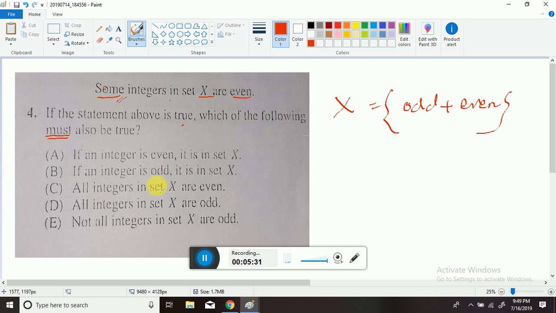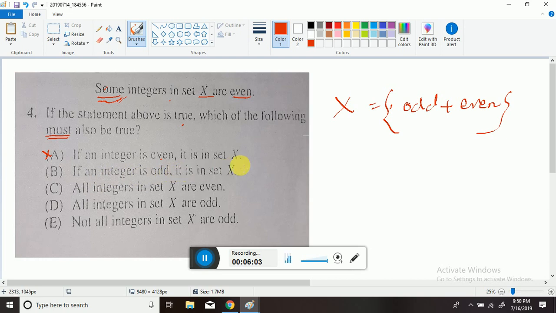Option A. We have to read this question and all options very carefully. If an integer is even, it is in set X. That means if an integer is even, it is correct in some cases, but not in all cases, because whenever an even integer comes, it has to be in set X, which is not clear because only "some" is in the statement. So option A is not must.